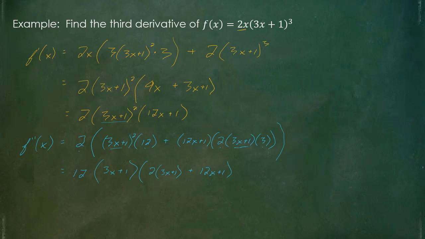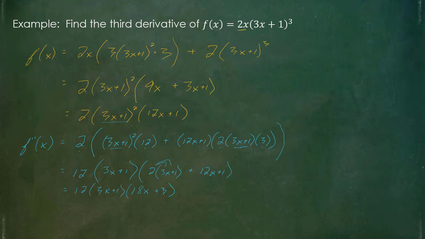So if I try and simplify this a little bit further, it looks like I've got 12 multiplying with 3x plus 1. And then that would be multiplying with, if I distribute this through, I'd have 6x plus 12x, so that would be a total of 18x. And then I've got, looks like 2 plus 1, so plus 3.